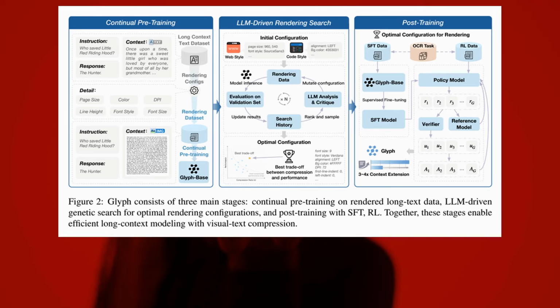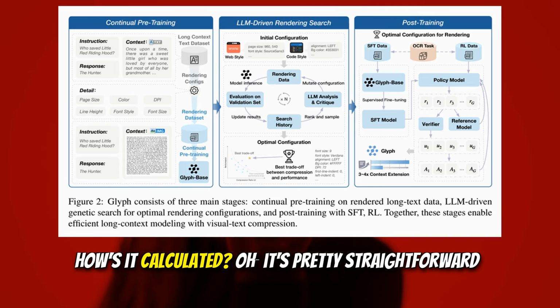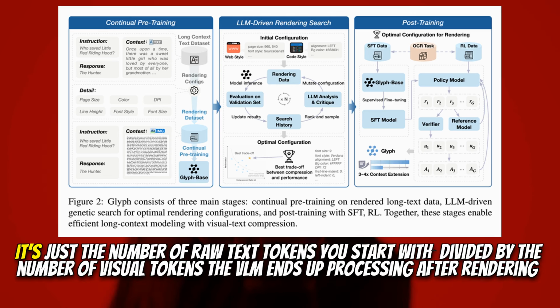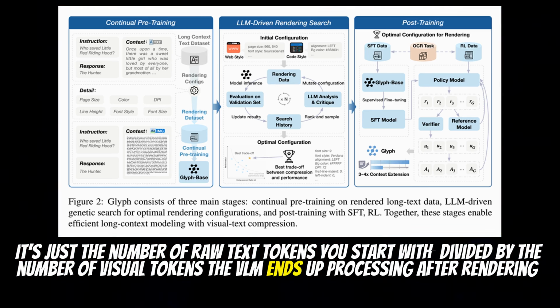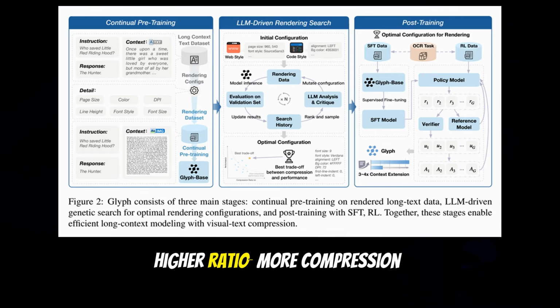Got it. Before we talk about finding the best way to render, let's define that compression ratio they use. How's it calculated? Oh, it's pretty straightforward. It's just the number of raw text tokens you start with, divided by the number of visual tokens the VLM ends up processing after rendering. So 100K text tokens becoming 25K visual tokens is 4x compression. Exactly. Higher ratio, more compression.